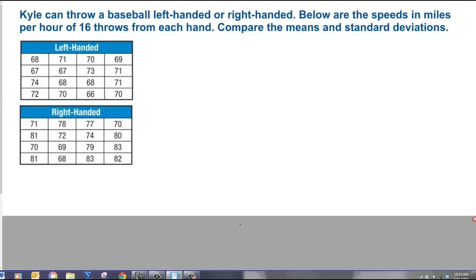Let's take a look at this next example where we've got some information about left-handed and right-handed throwers. And below are the speeds in miles per hour of 16 throws from each guy. We want to compare the means and standard deviations. So what we're going to have to do is set up a couple of tables on our calculator. So let's go ahead and do that.